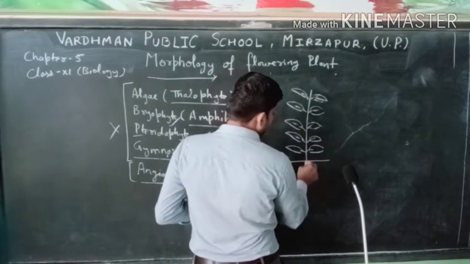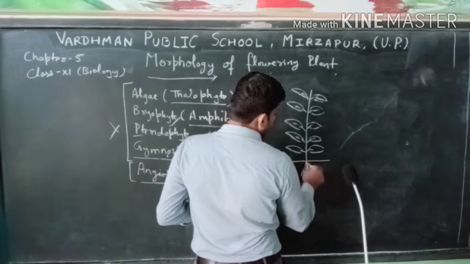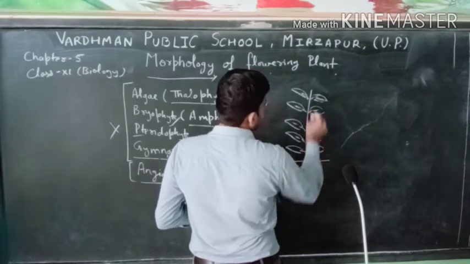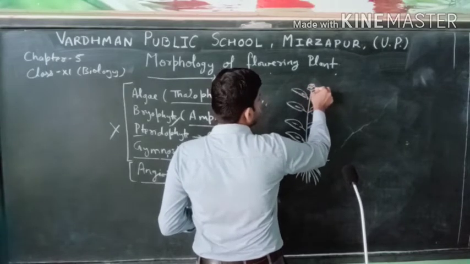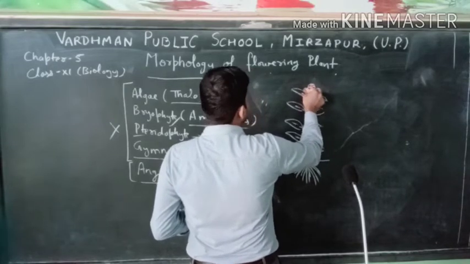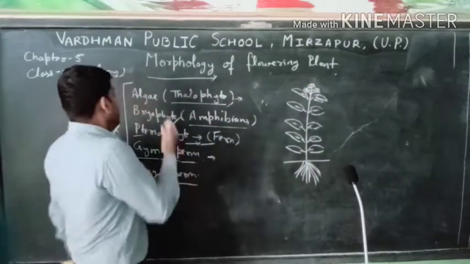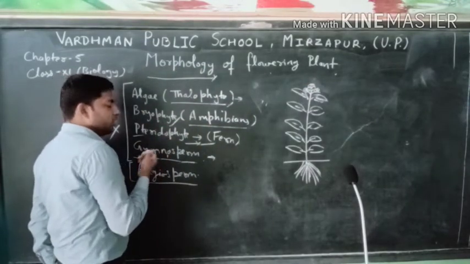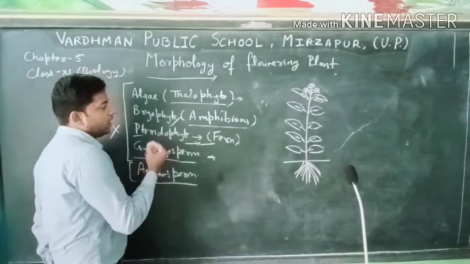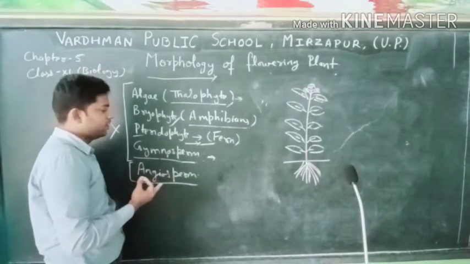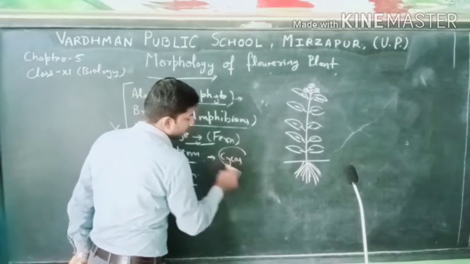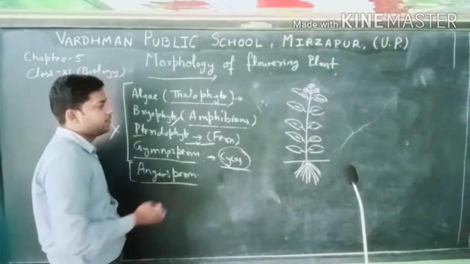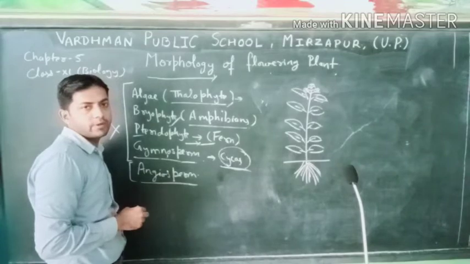But when we look around our environment, we can say that a large number of flowering plants are present around us. But algae, bryophyte, pteridophyte and gymnosperm plants are not visible. Only in very rare conditions is the cycas plant visible, but other plants are not visible.